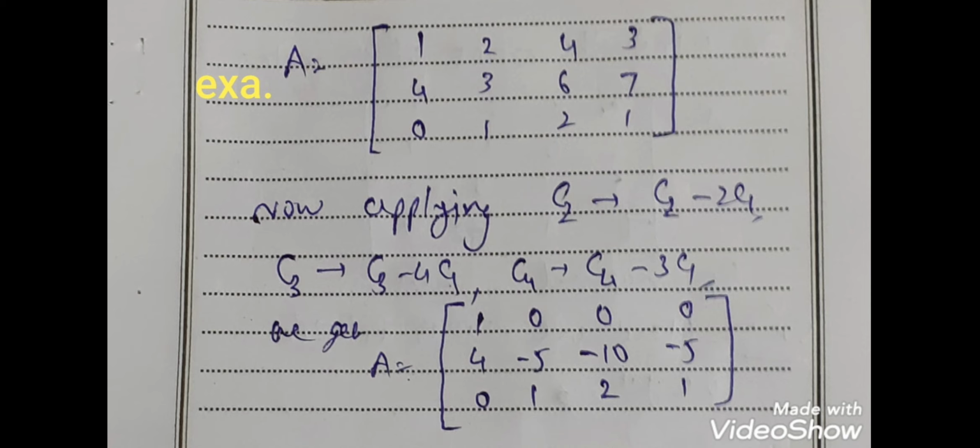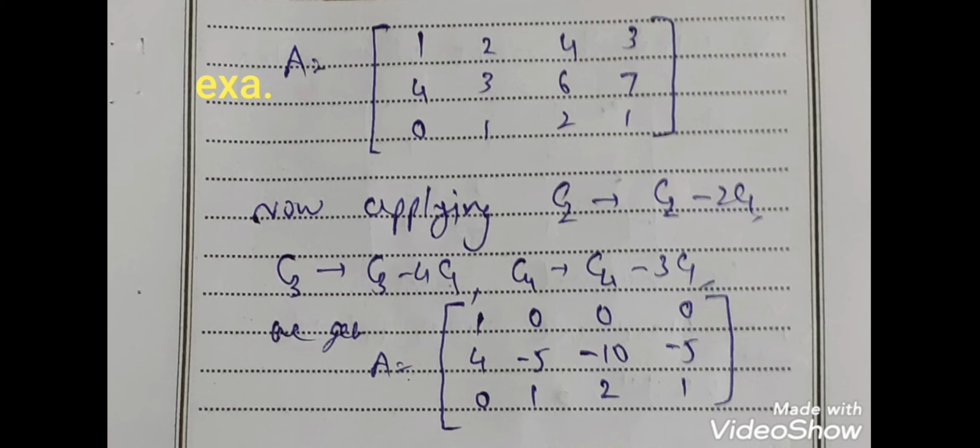Now the first element is 1. If you multiply this element by -2 and add it into the second column, then the first entry of the second column is 0. Similarly, 1 multiplied by -3 added into the fourth column makes the first entry of the fourth column 0, and 1 multiplied by -4 added into the third column makes the first entry of the third column 0. So we apply the notation: C2 changes if we take C2 minus 2C1, C3 changes if we take C3 minus 4C1, and C4 changes if we take C4 minus 3C1.